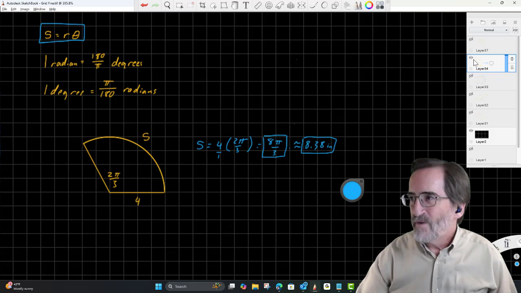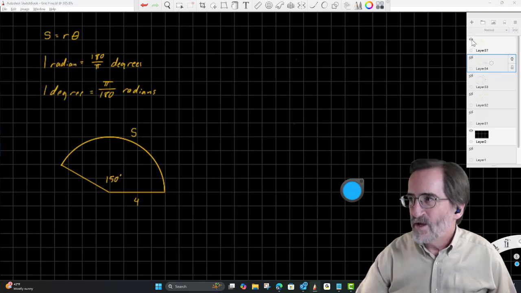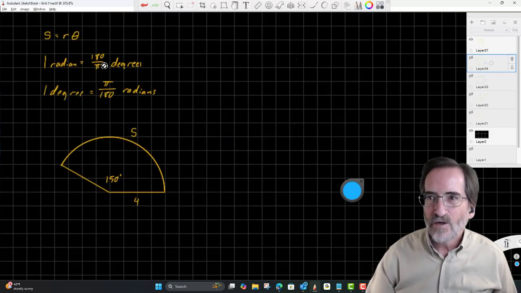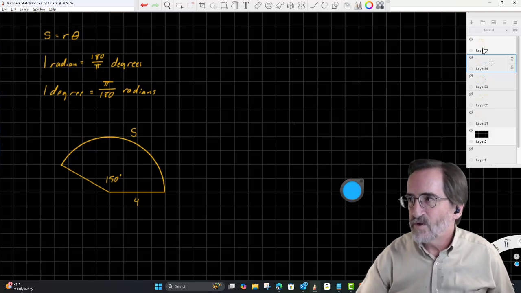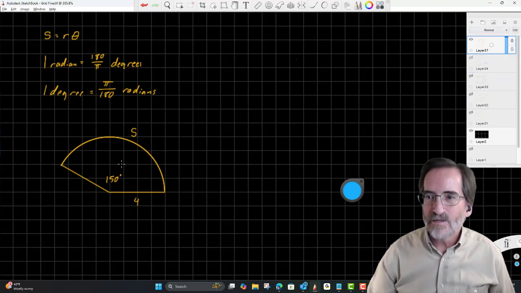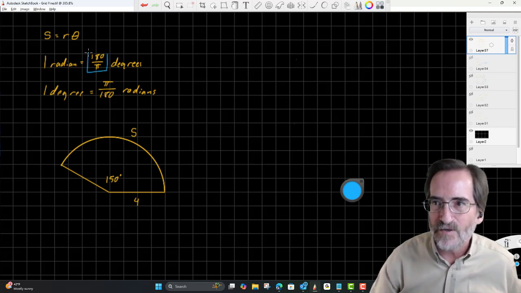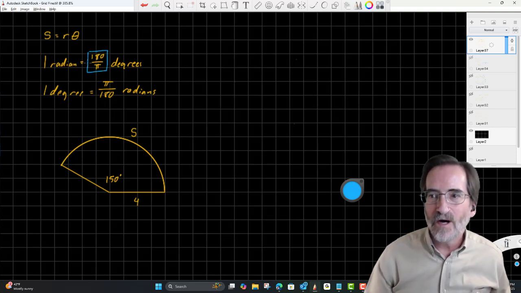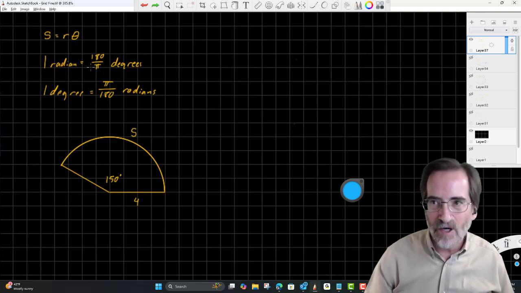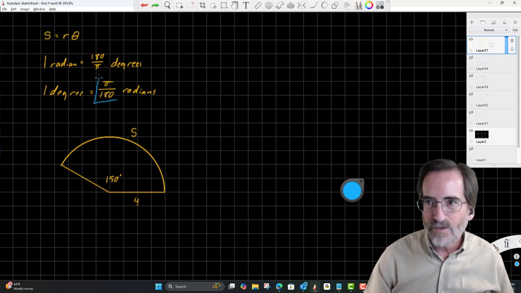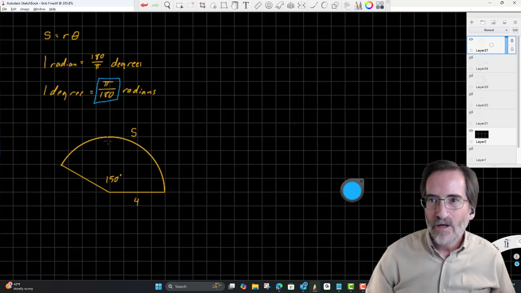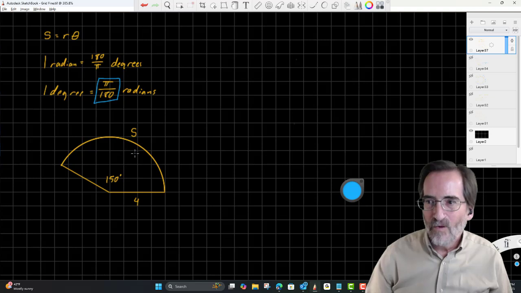Okay, but what about if we're given degrees? And that's another case here. So we're going to remember to convert from degrees to radians, and to go from degrees to radians we're going to multiply by the scale factor pi over 180. So we've got an arc length we need. We're given an angle measure.